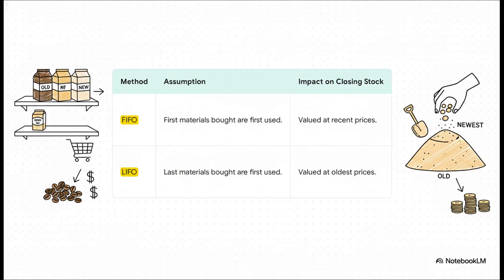So, accountants came up with a couple of simple assumptions to handle this. FIFO, or first in, first out, assumes you use the oldest beans first, like how a grocery store pushes the oldest milk to the front of the shelf. LIFO, or last in, first out, assumes you use the newest beans first, like taking from the top of a pile of newspapers. Now, why does any of this matter? Well, when prices are going up, FIFO gives you a higher profit on paper, which also means a bigger tax bill. LIFO does the exact opposite. So the choice between them is a really big strategic decision.